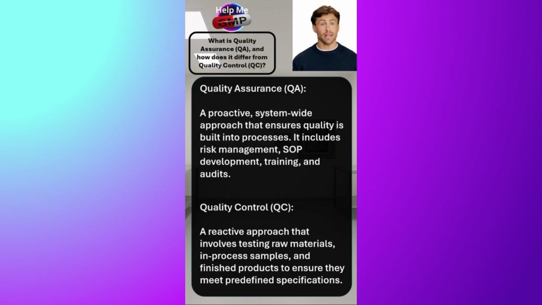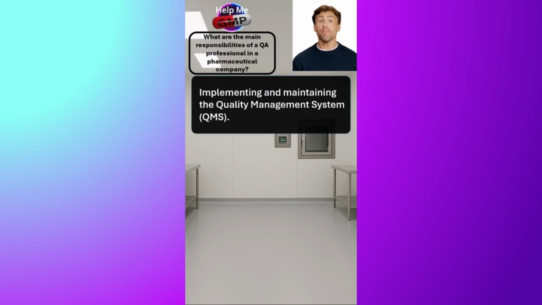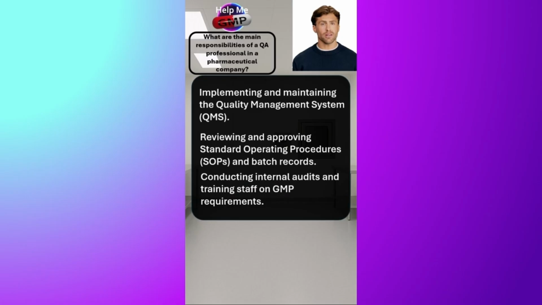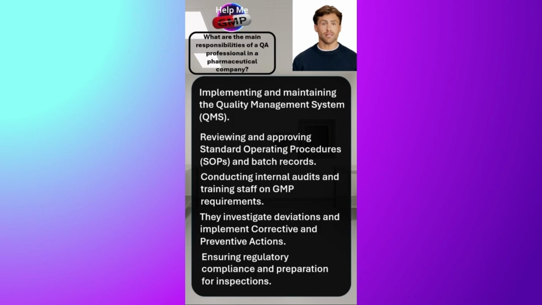What are the main responsibilities of a QA professional in a pharmaceutical company? A quality assurance professional is responsible for implementing and maintaining the quality management system. They review and approve standard operating procedures and batch records, conduct internal audits, train staff on GMP requirements, investigate deviations, implement corrective and preventive actions to address non-conformances and prevent recurrence, and ensure regulatory compliance and preparation for inspections.